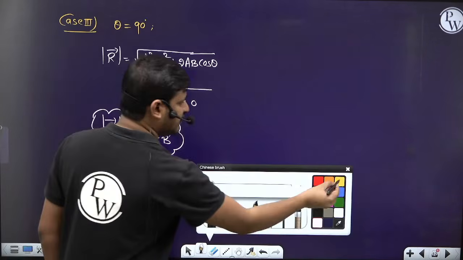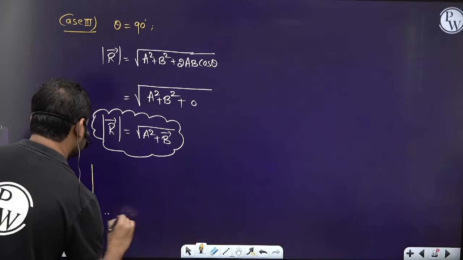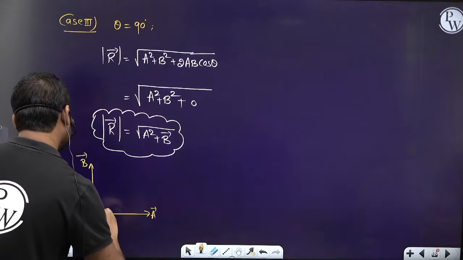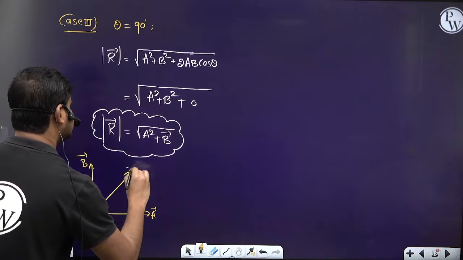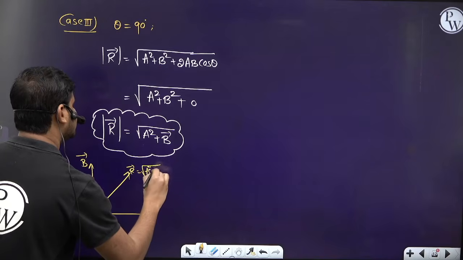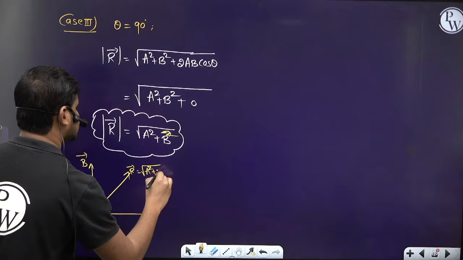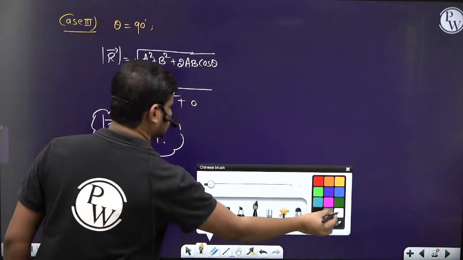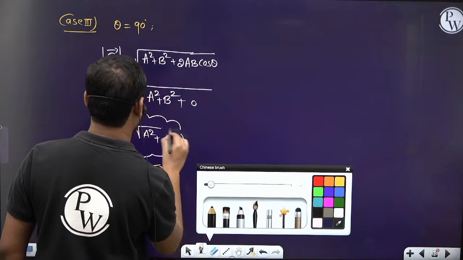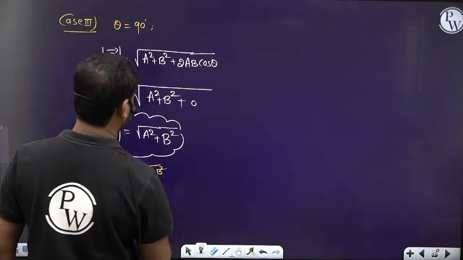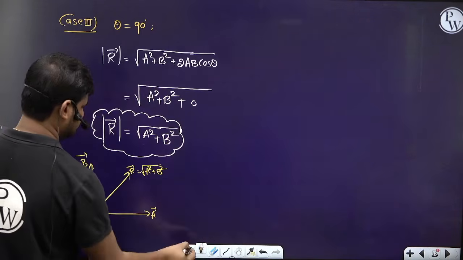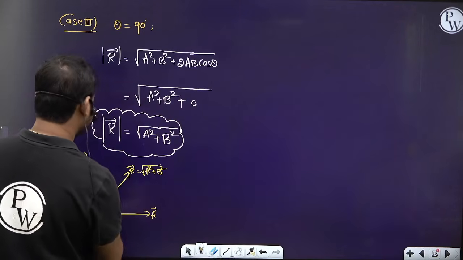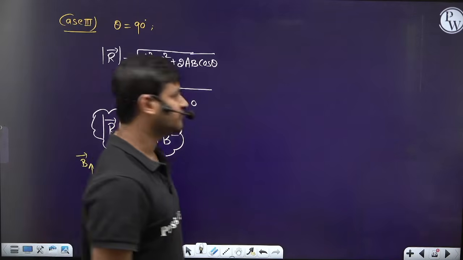So that means when two vectors are perpendicular like this, this is vector a and this is vector b, the resultant will be equal to square root of simply a square plus b square, the magnitude. So clear? Chalo. Next. If you want to find the angle, let this be angle theta, then tan theta equals b sin theta by a plus b cos theta, you can find the angle as well.